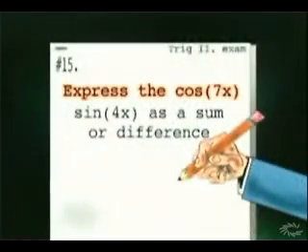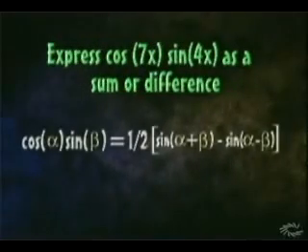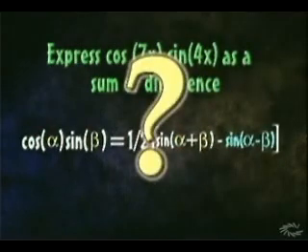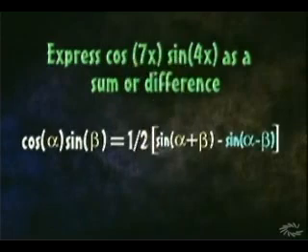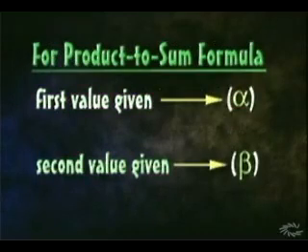You're asked to express the cosine of 7x times the sine of 4x as a sum or difference. So which product to sum formula do you use? For this problem, you use the fourth formula. The cosine of alpha times the sine of beta equals 1/2 the sine of alpha plus beta minus the sine of alpha minus beta. Why this formula and not another one? Because you're asked to express a cosine value times a sine amount. Think of the first value you're given as alpha and the second as beta.